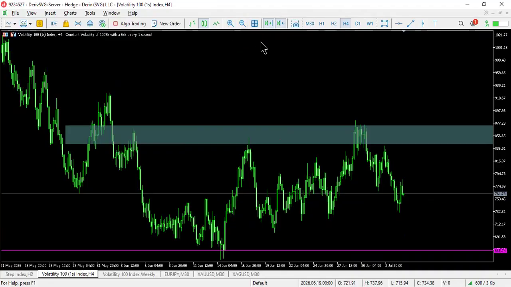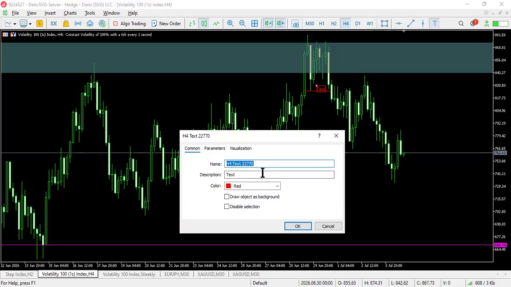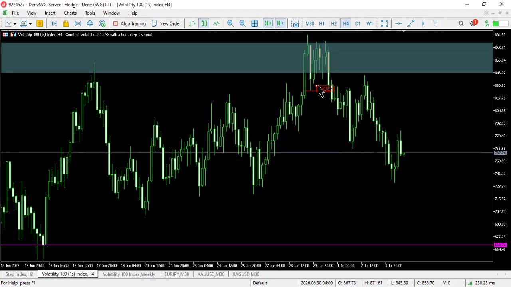Now, if I am to zoom in, I can see that we had a change of character here. That is a change of character to indicate that buying momentum is over.